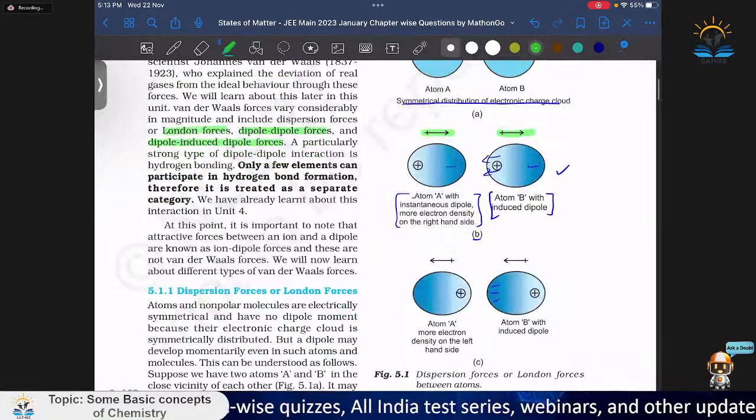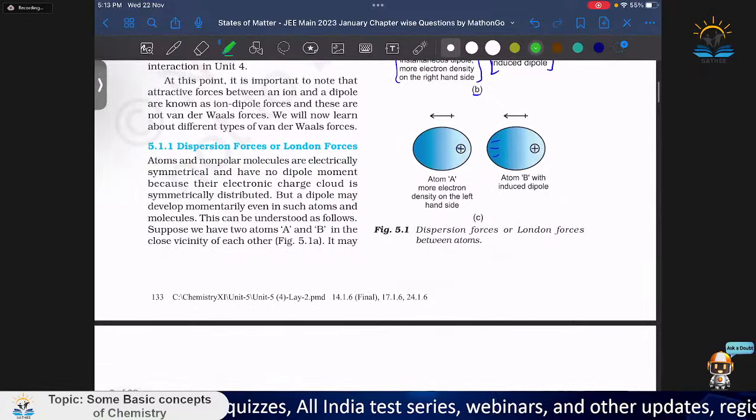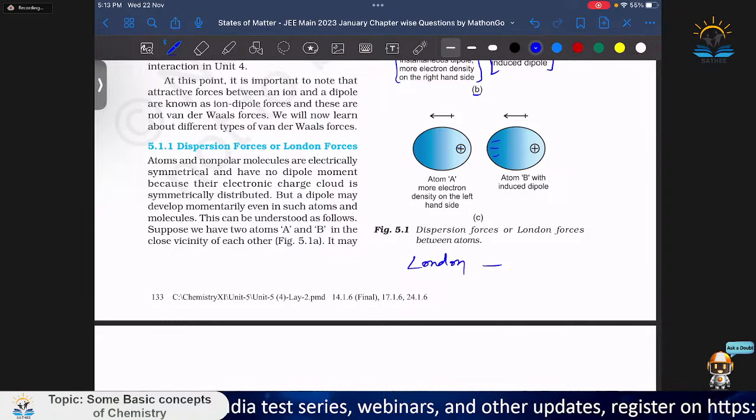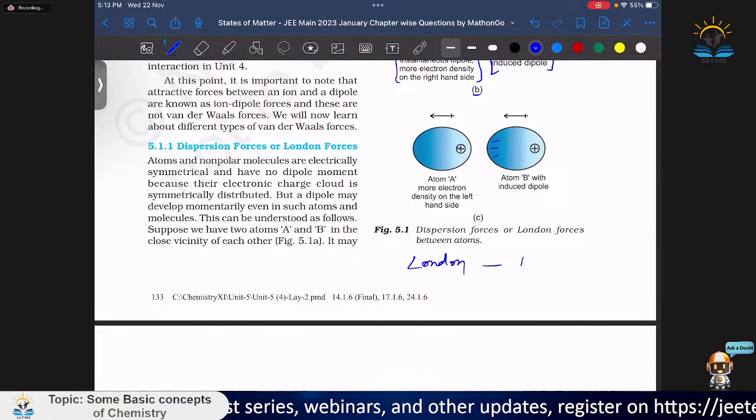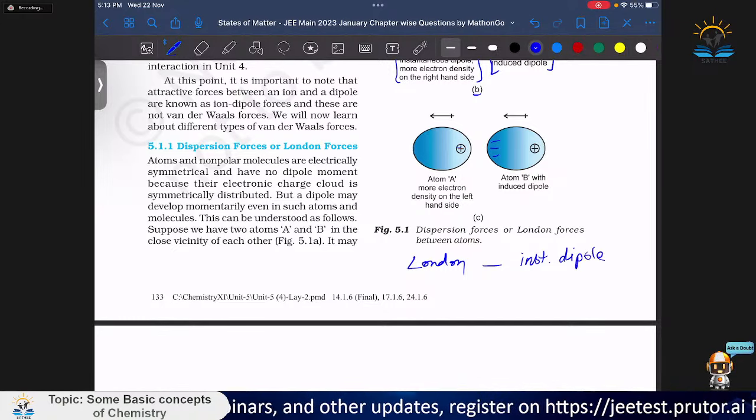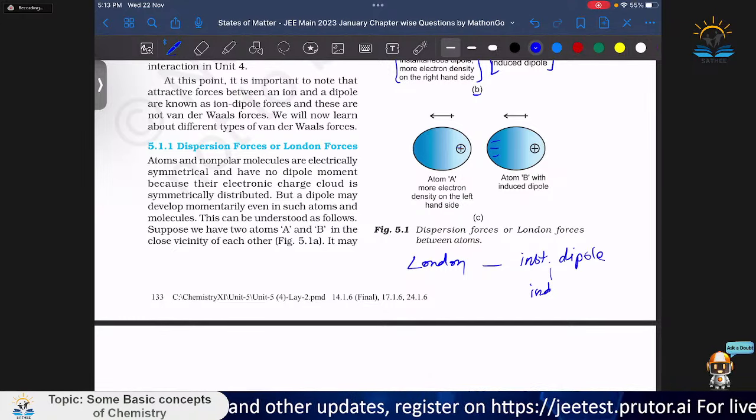This is an example of London forces. So in London forces, what we have to remember is that both are not permanent dipoles. It is an instantaneous dipole and an induced dipole.